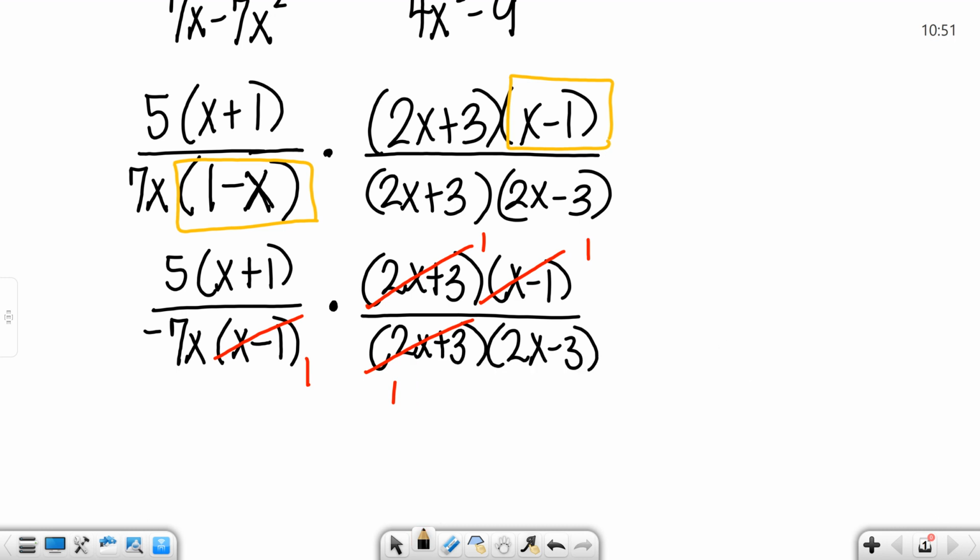And then I multiply what's left. So in my numerator, I have 5 times x plus 1 times 1 times 1 gives me 5 times x plus 1. My denominator, I have -7x times 1 times 1 times 2x minus 3.